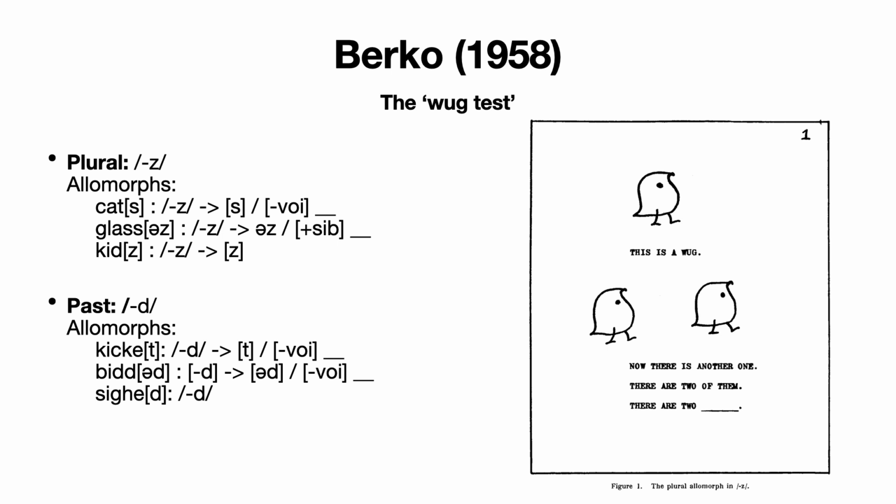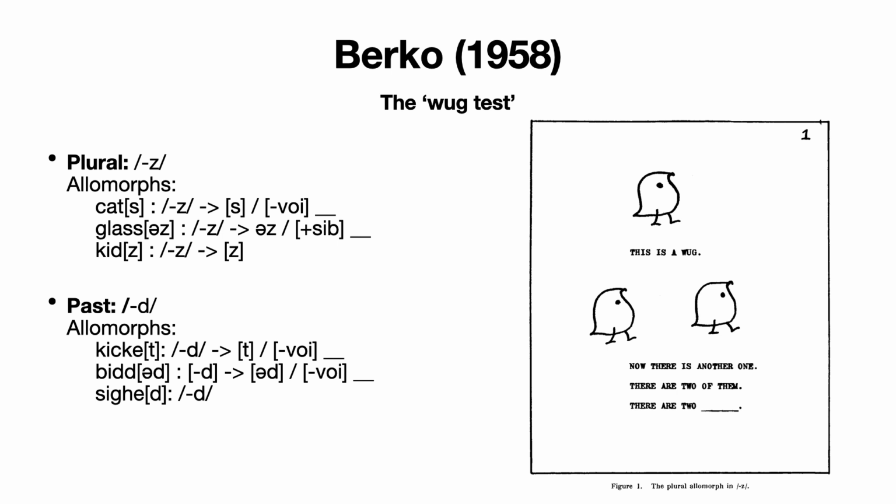So the way that the WUG test works is that we give children a novel object with a novel label in the singular, or in the present tense if it's a verb, and then we ask them to produce the plural form or the past tense form with some prompt. So this is a WUG. Now there is another one. There are two of them. There are two WUGs, I hope you said, right? I hope you didn't say something else. WUGs is basically the predicted answer.